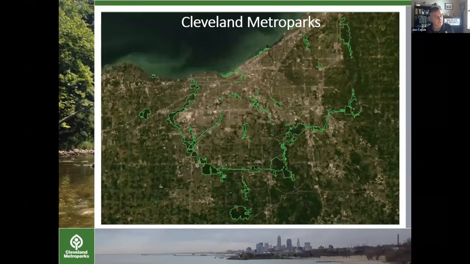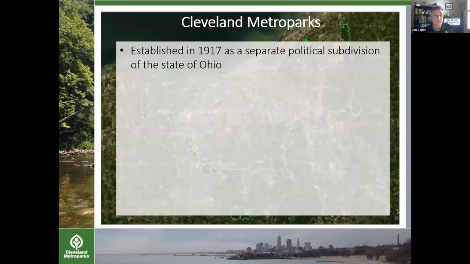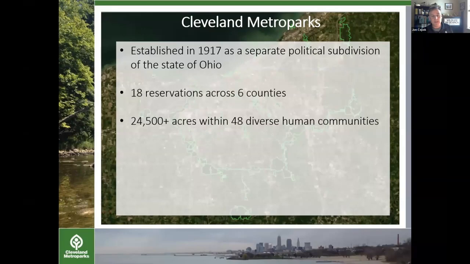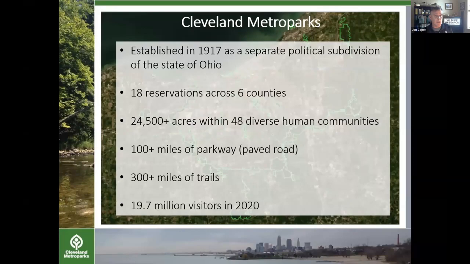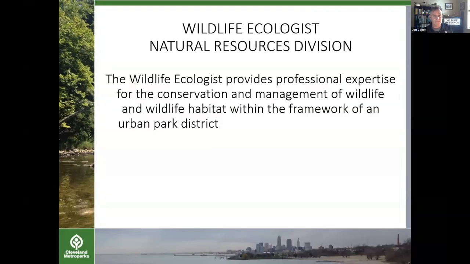So here's my brief Cleveland Metro Parks infomercial, but it's to provide some perspective of my job. Cleveland Metro Parks was established in 1917 as a separate political subdivision of the state of Ohio. There are 18 reservations across 6 counties, over 24,500 acres within 48 diverse human communities, 100 miles of paved road, over 300 miles of trail. And for some scope, we had almost 20 million visitors in 2020.